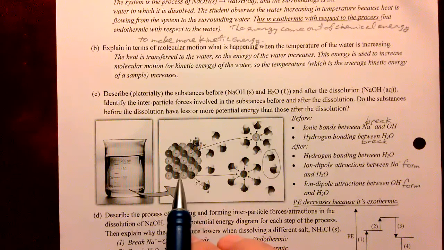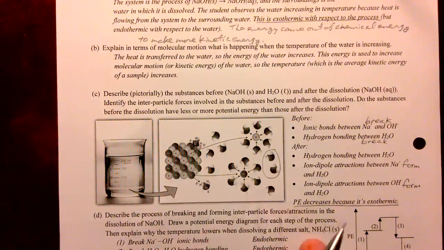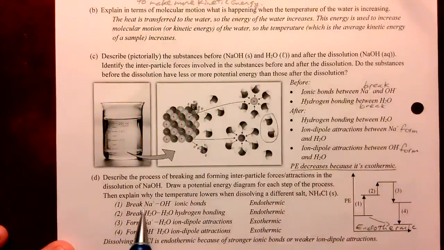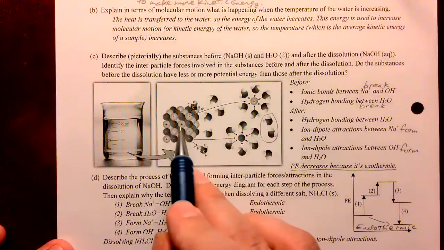So we're going to give it an opportunity to change. But like I said, it's some version of stable. We're going to have to put energy in to break the NaOH bonds, ionic bonds. This is endothermic. Energy is going in to break up the bonds to tear this up into bits.